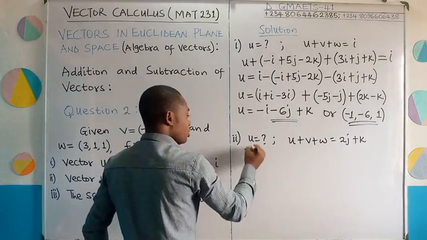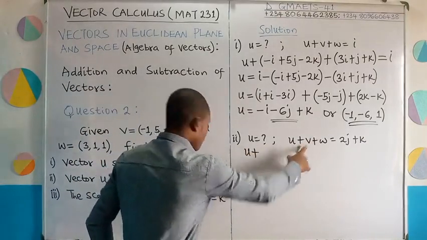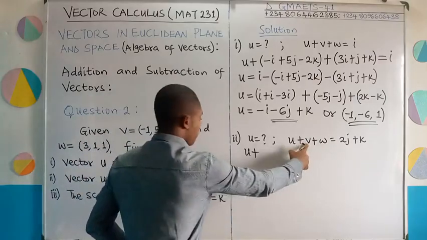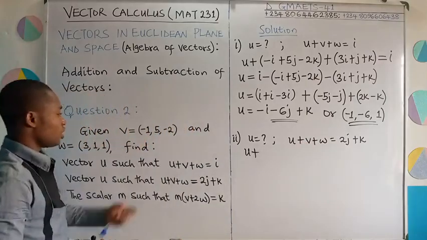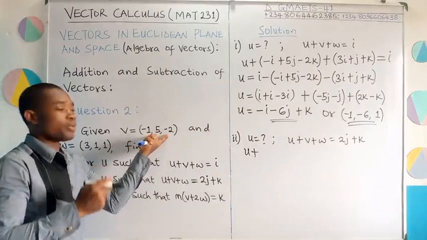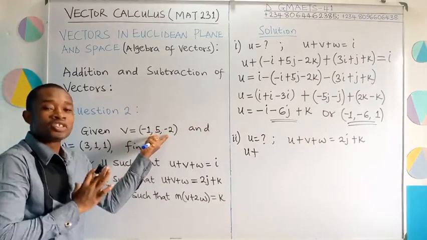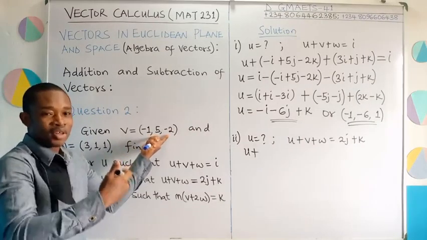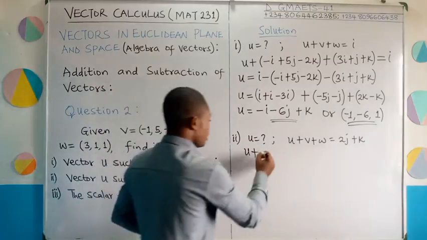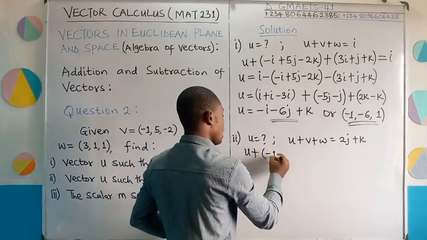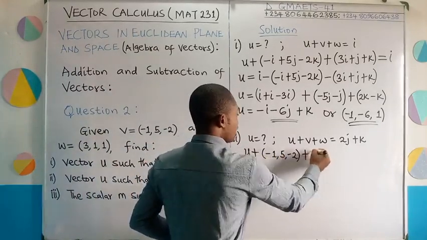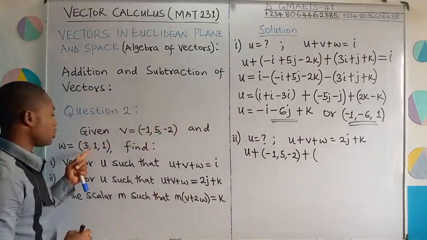U, I don't know the value, so I'm going to write u plus w, plus v. What is our v? If you look at it, these are the scalar components of v. So I'm going to maintain it. I wouldn't introduce any ijk there. So it means I'm going to have minus 1, 5, and minus 2. Add it to w, and of course w is 3, 1, 1.